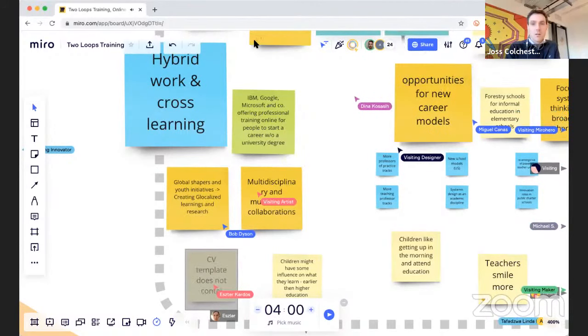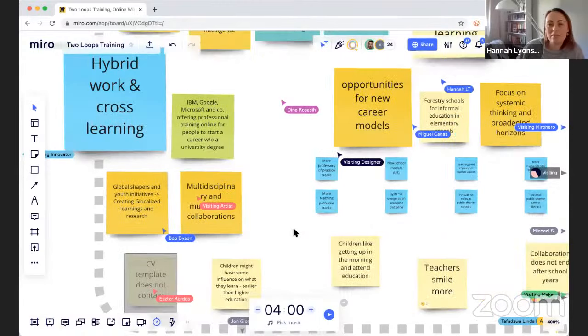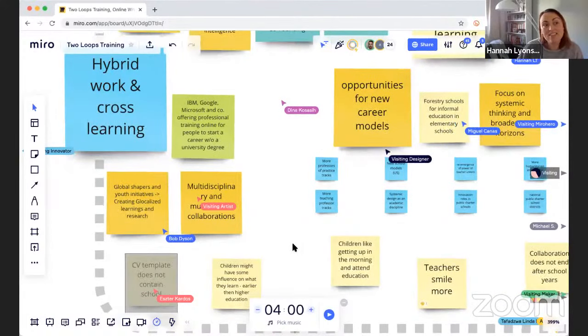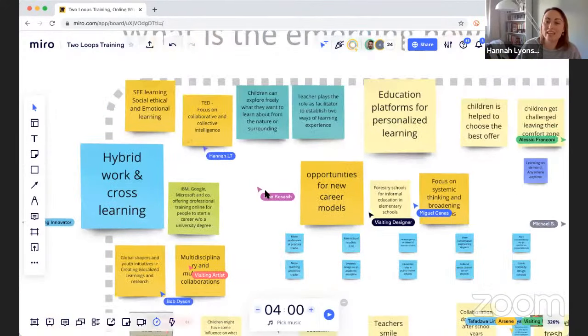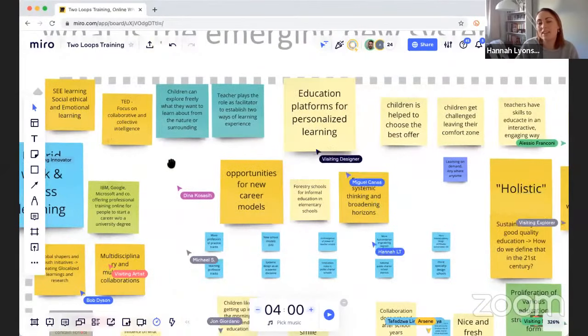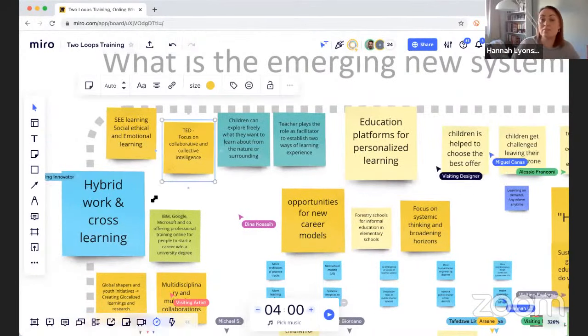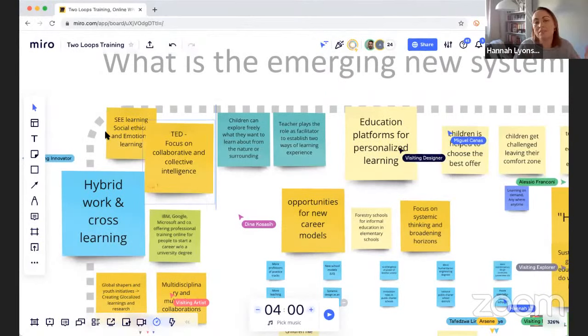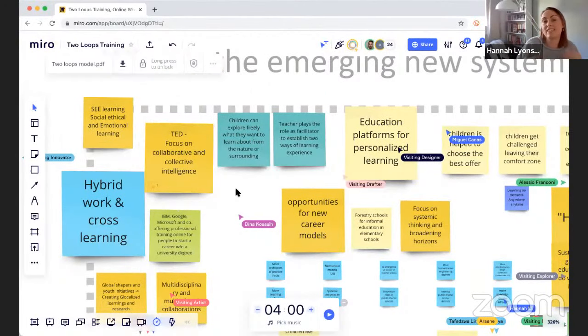So I can see a lot here around collaboration and collective intelligence. Somebody's given the example of TED. It makes sense: lots of different perspectives can come and share there, and anybody can access that anywhere in the world. It's not tied to a particular place or time, which we see in the existing model.